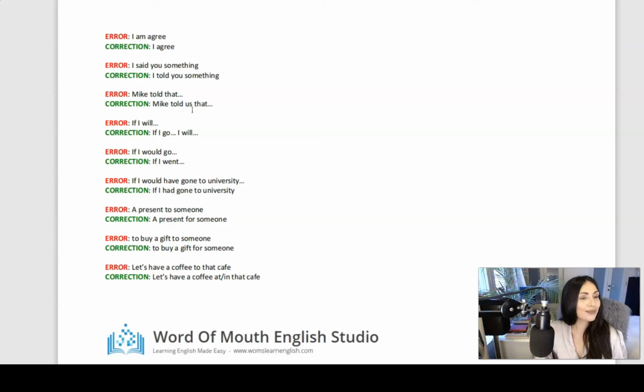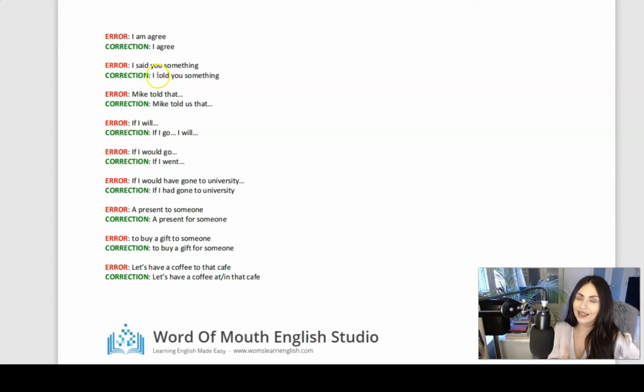Why? Because the verbs say and tell often mean the same thing, but are used in different ways. They have different structures. And therefore, this is how we should be saying it. "I told you something." "I told you to turn off the lights before leaving the office." We don't say, "I said you to turn off the lights."